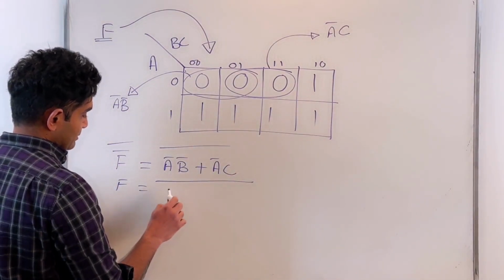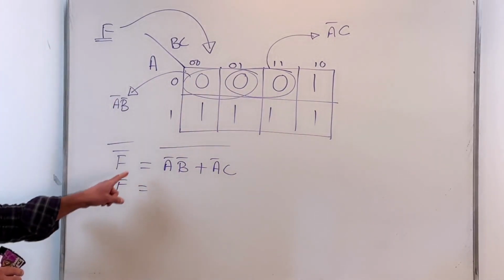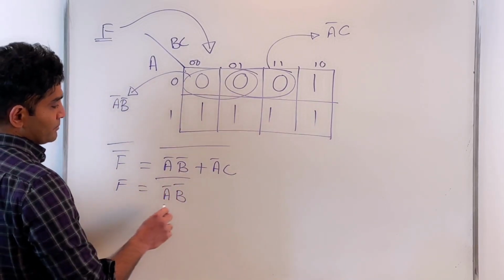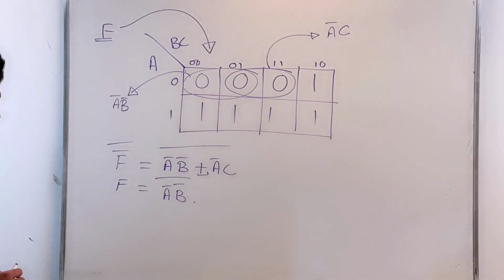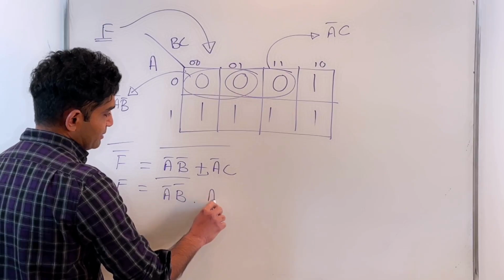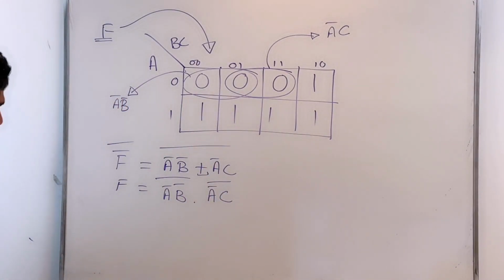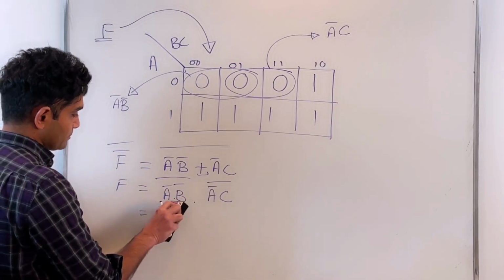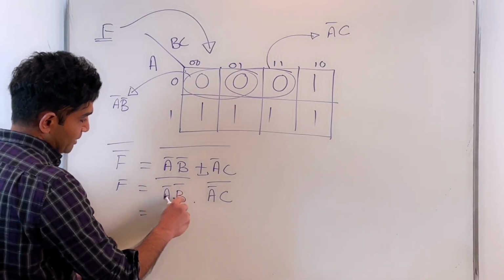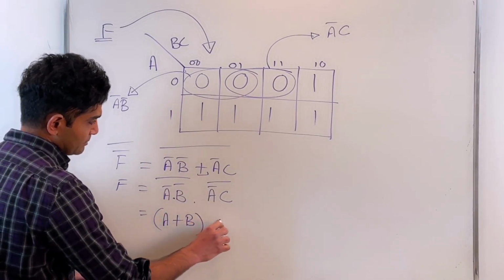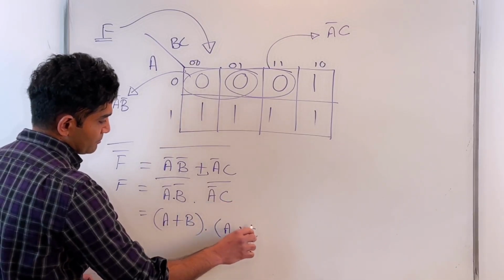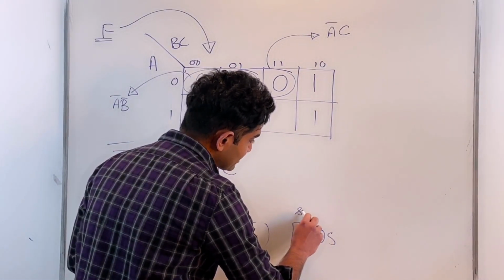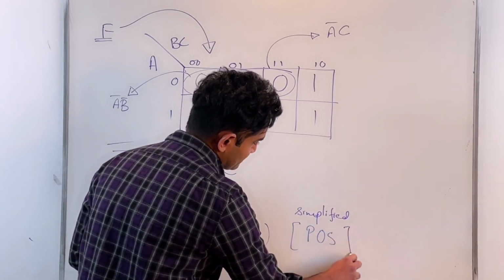So now on the left I get f, and on the right I use De Morgan's theorem. Here I have A prime B prime, complemented, and this gets complemented as well. So plus becomes a product, and then A prime C complemented. Again, I apply De Morgan's theorem. A prime complemented is A, product becomes plus, B prime complemented is B, and A prime complemented is A, C becomes C prime. In other words, I get the function f as a simplified product of sums expression.